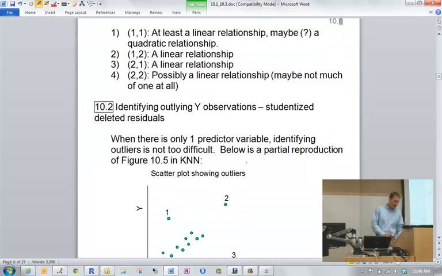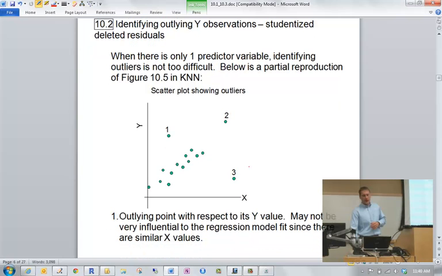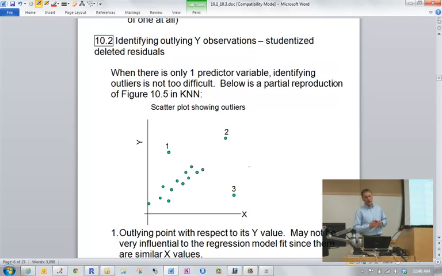Okay, that's section 10.1. Are there any questions? So now, once we've done this, we want to look to see, do I have any outliers? And we're going to look at two different ways to look for outliers.